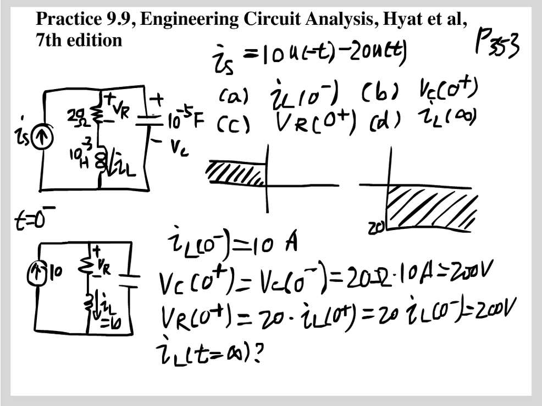Okay. What is the IL at t equals infinity? Okay, at t equals infinity, basically you have a minus 20 running across this device.